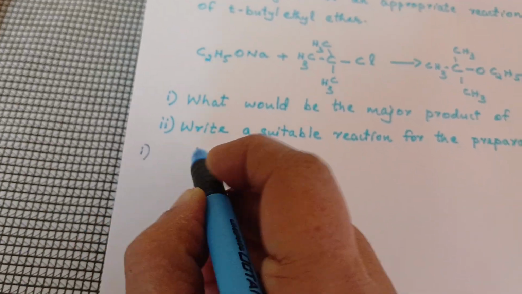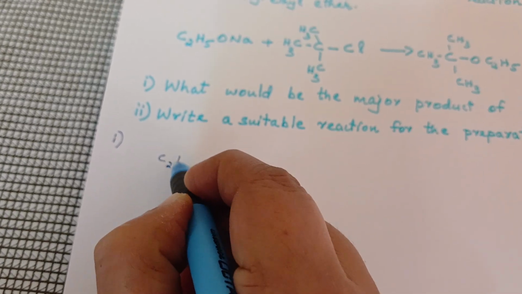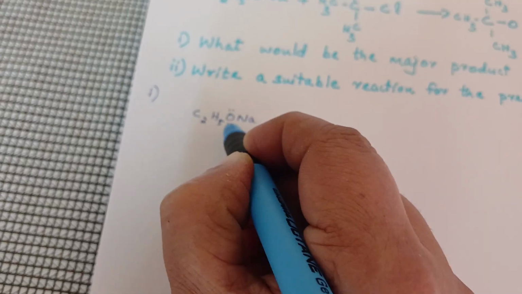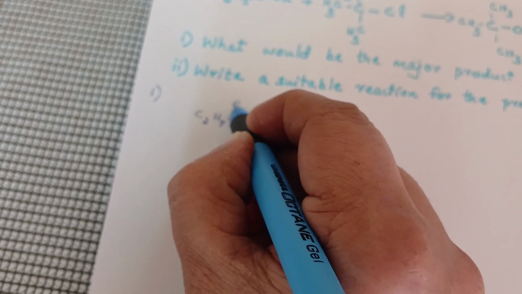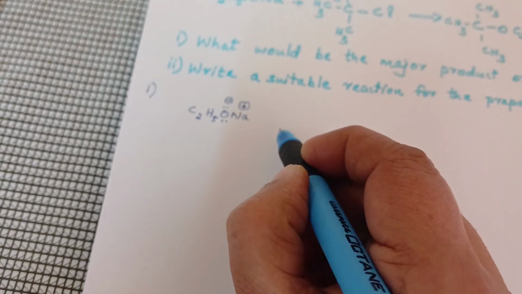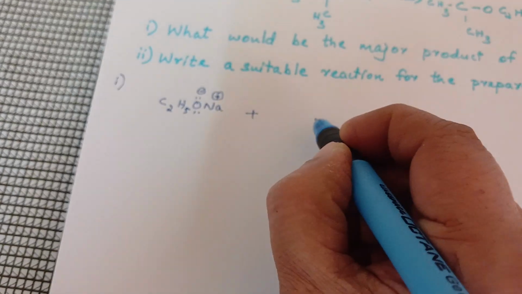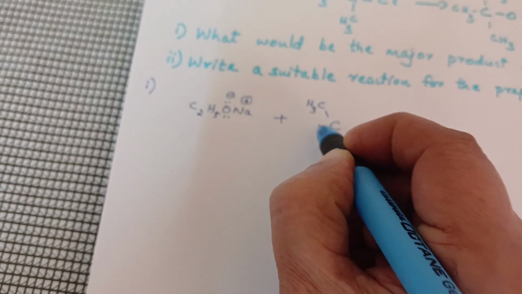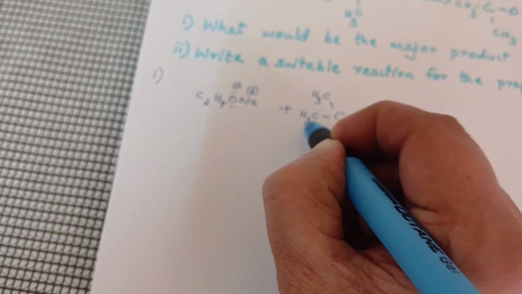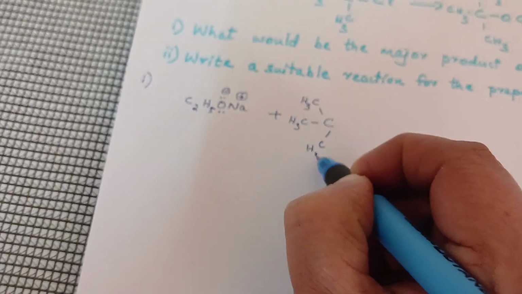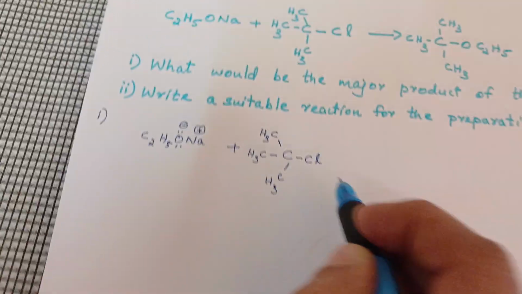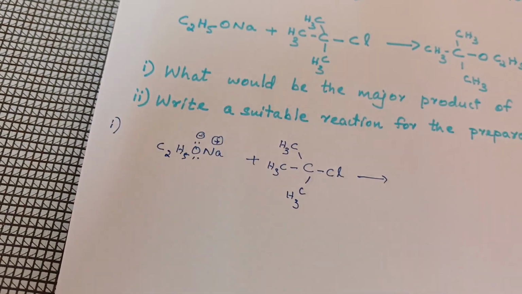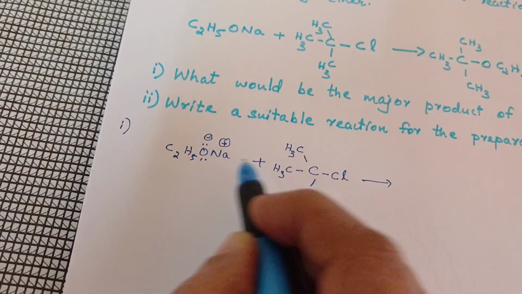Say the answer of the first question. C2H5ONa, this is our alkoxide, sodium alkoxide. This on treatment with this alkyl halide, this is a tertiary alkyl halide, (CH3)3C-Cl. So when we react these two together, what will we get, or what will happen?